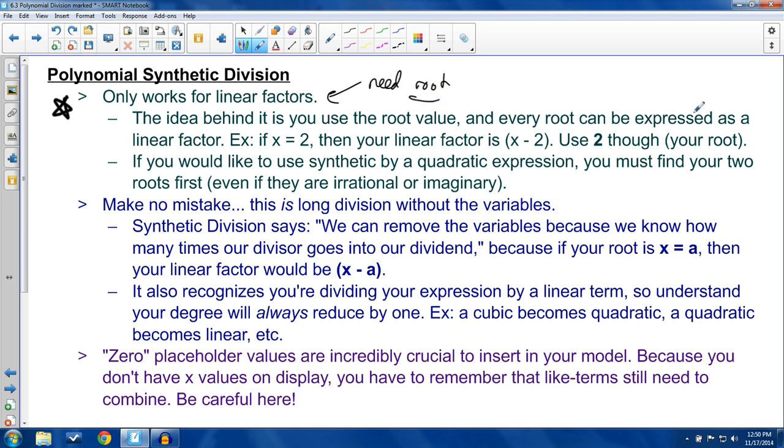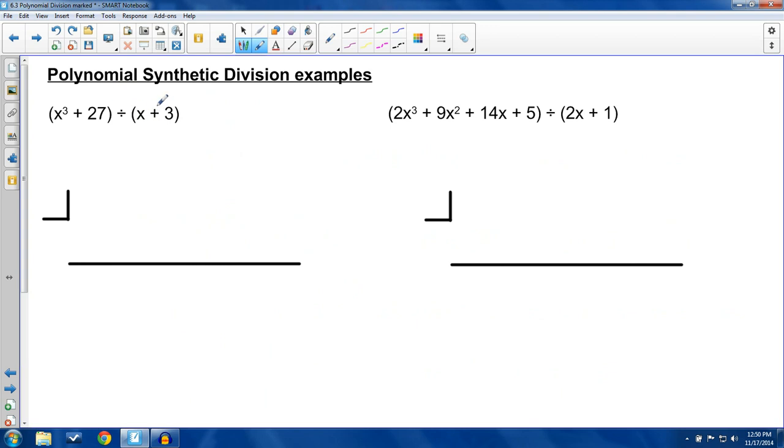And every root can be expressed as a linear factor. So for example, if you have a root of 2, x equals 2, your linear factor for that is x minus 2. Really, the other way that you do this, though, is if they say, for instance, I'll look at this example really quickly, you're dividing by x plus 3, well, your root then is negative 3. You're trying to see what value I am going to use over here. Okay.